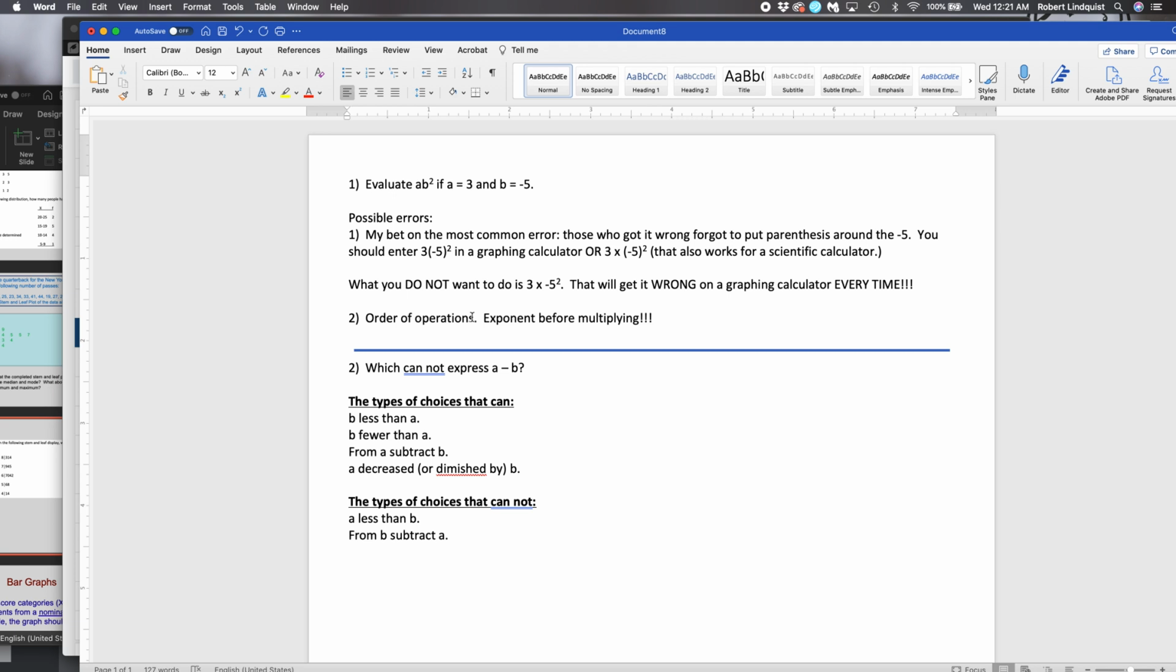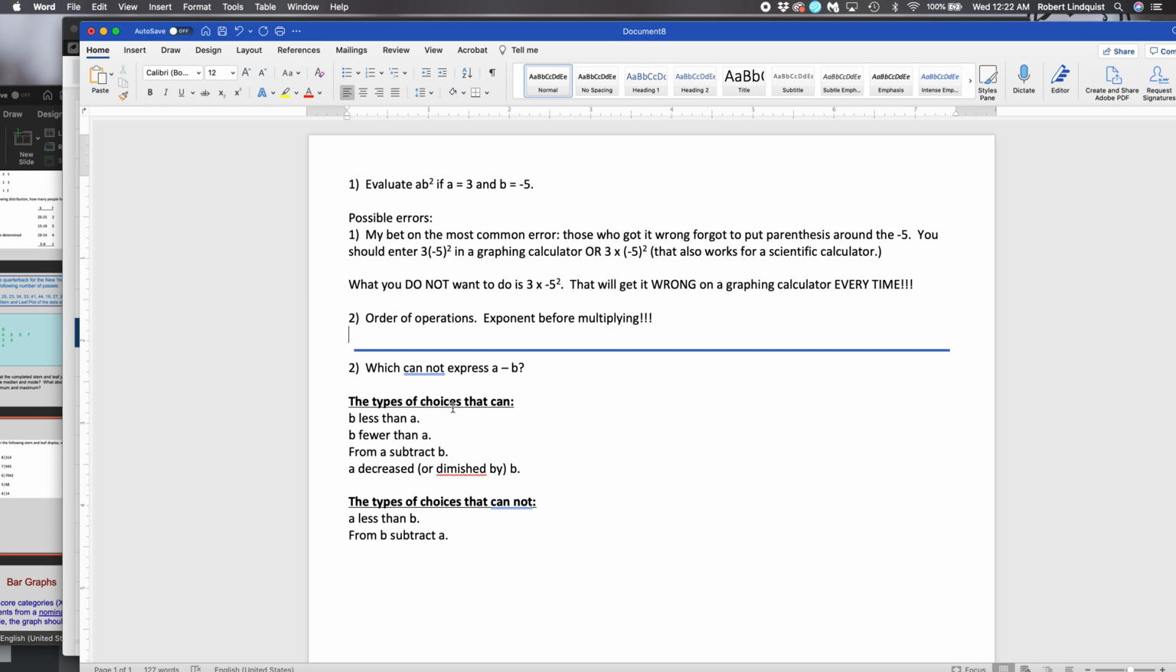Unfortunately, I can't see the choices that either the kid chose or what the choices are. So I can only talk in generalities, in terms of what I would have done when I made this question. The question said which cannot express A minus B. So maybe you misread that and said, oh, which can express it, and you just chose the first one right away. That's a seriously possible error. It's the kind of thing I would do sometimes when I was younger.